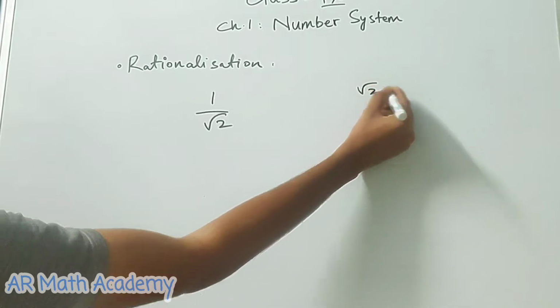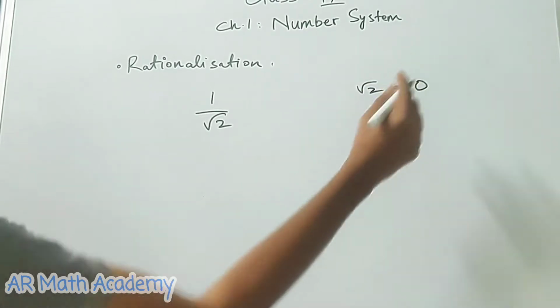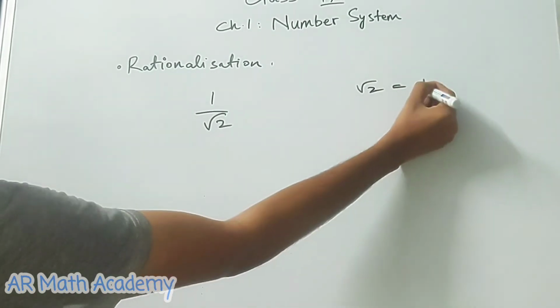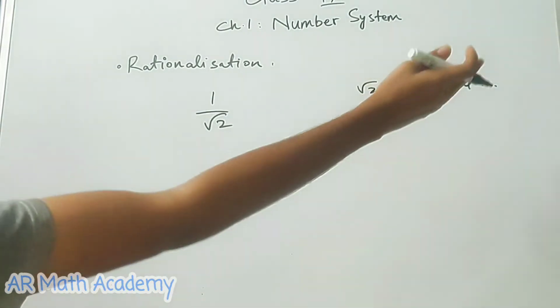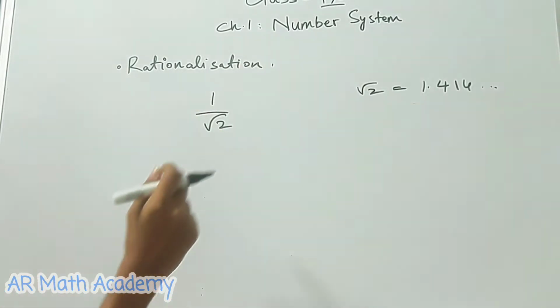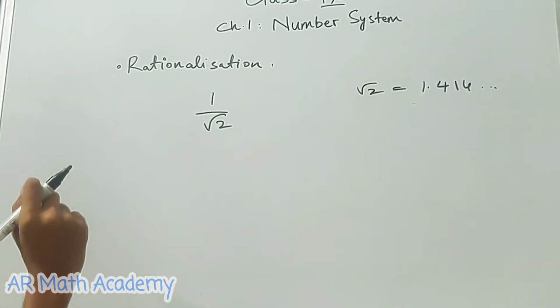You know the value of root 2 is 1.414, right? The value of root 2 is 1.414 and so on. Because it is an irrational number, it does not end. So you know the value of root 2. Now I want to know what is the value of 1 by root 2.